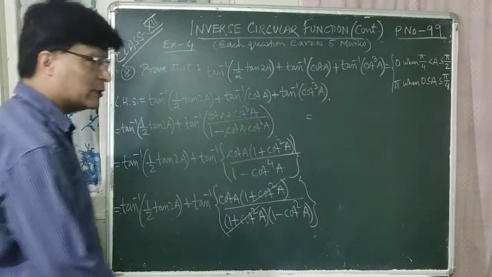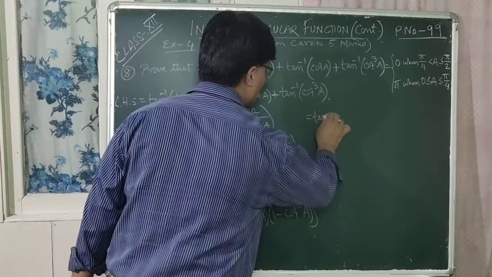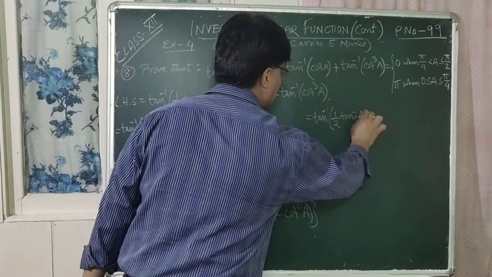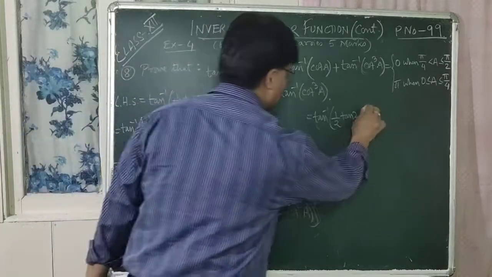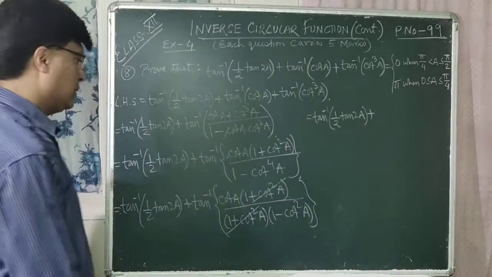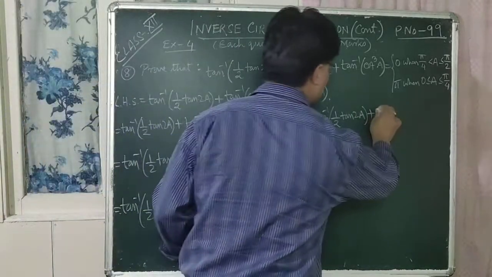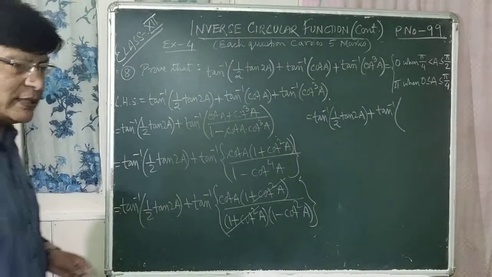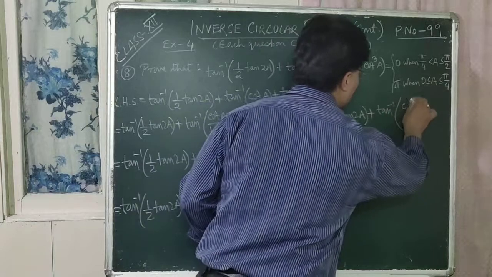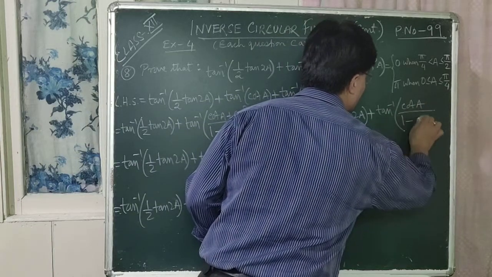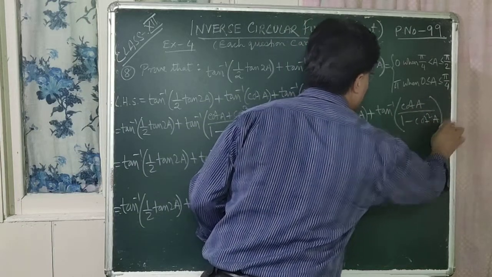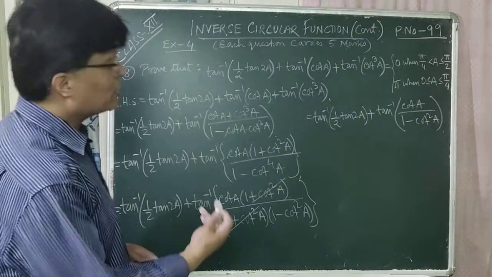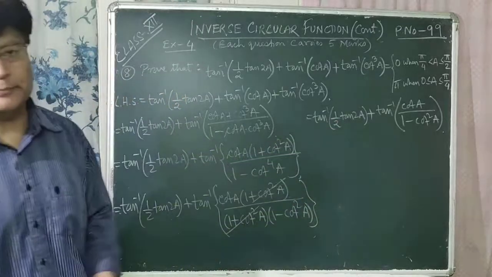So which is equal to, now in the next step, write down tan inverse within bracket half tan 2a, right, plus tan inverse. So within bracket, what do we get? Write down the remaining terms, that is cot a upon 1 minus cot square a. Is that clear? So now again you have to simplify that second term.